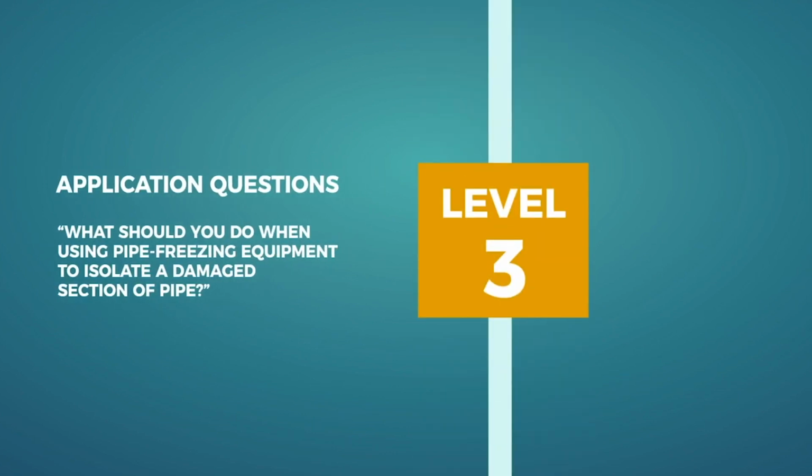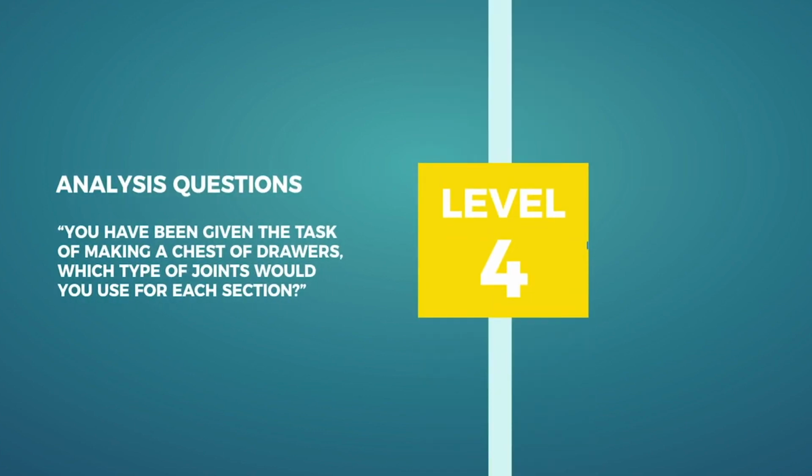Level 3. Application. At this level, the learners apply their knowledge and can visualise actions in real-life or applied situations. They can solve problems using the required skill or knowledge and use methods and concepts in new situations, such as, what should you do when using pipe freezing equipment to isolate a damaged section of pipe? Level 4. Analysis. At this level, learners analyse, classify and examine information and use facts, rules and principles to support generalisations with questions such as, you have been given the task of making a chest of drawers. Which type of joints would you use for each section?